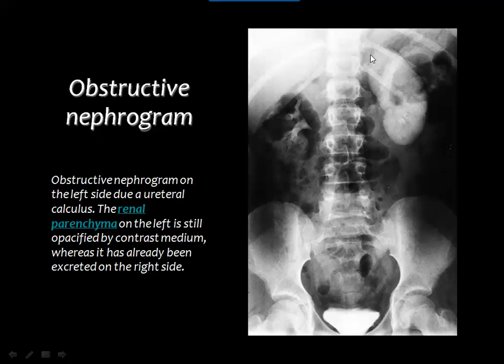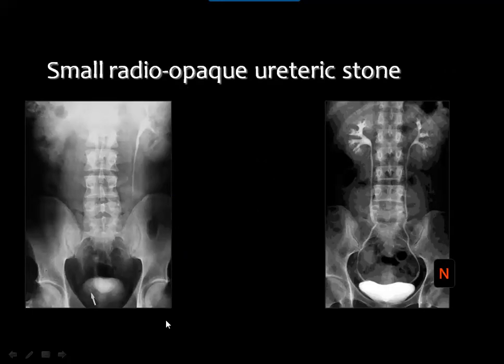And here you see the kidney is not able to excrete contrast media enough to show the pelvicalyceal system and ureter, but the opposite kidney is good. And sometimes you may wait for some time until the kidney is able to excrete contrast media.